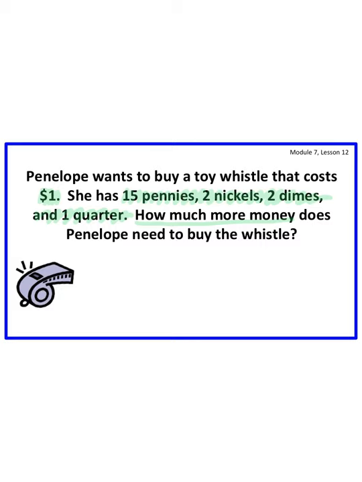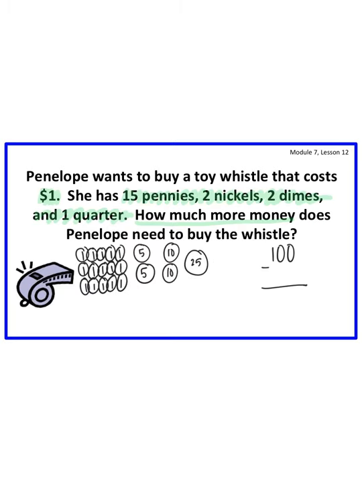So that sounds like 100 is the total, because that's $1. So she's got these 15 pennies, 2 nickels, 2 dimes, and 1 quarter, plus something. So this whole total plus something equals 100. And we're trying to figure out what this little piece is. So see if you can figure it out. Pause the video, come back, and then see if we got the same answer.